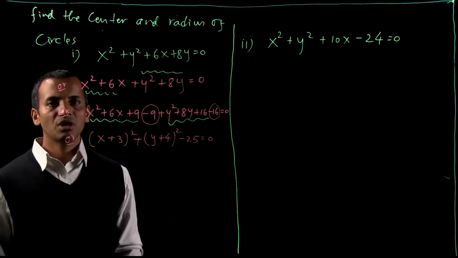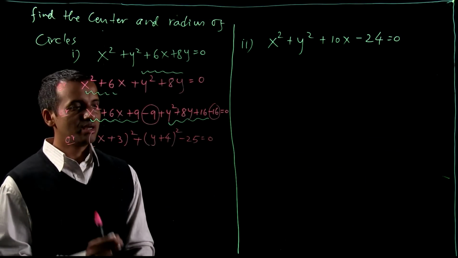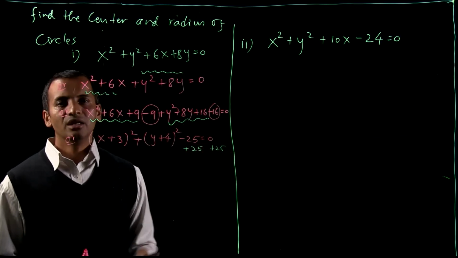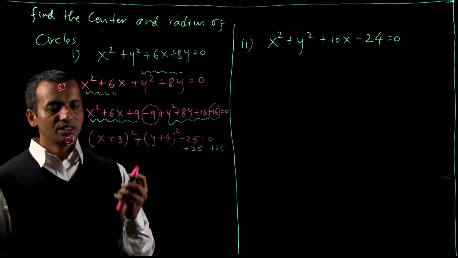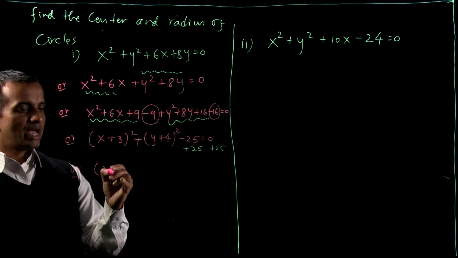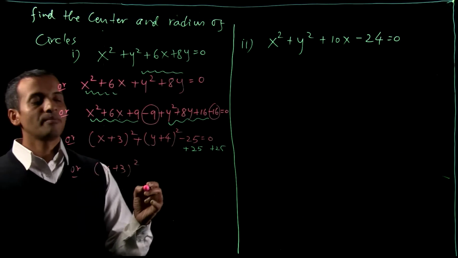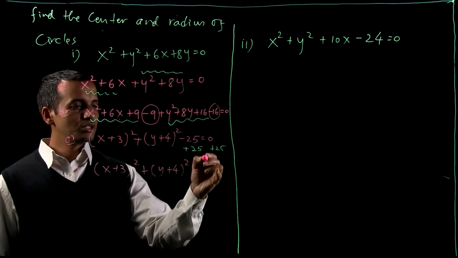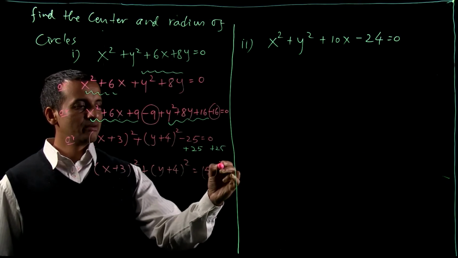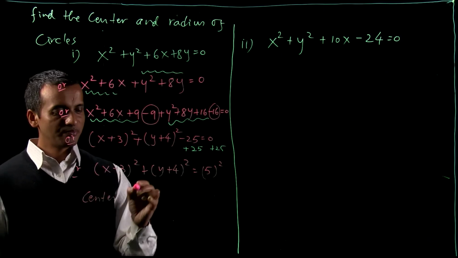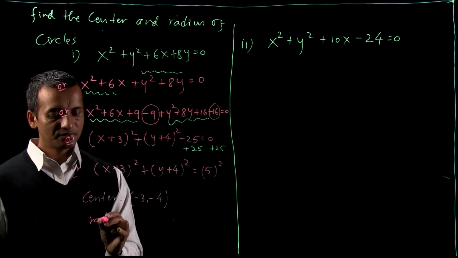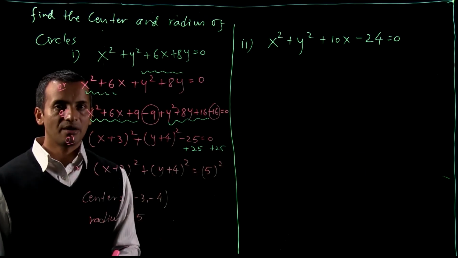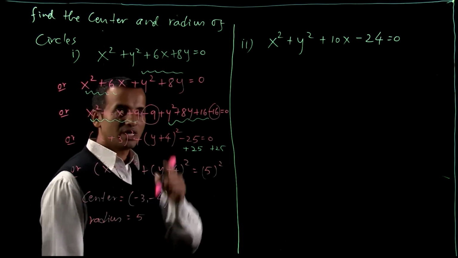Right? Now you move this to the right hand side. How do you move that? As we did before, you add 25 on both sides, so you get equals 25 there. Okay, so you get x plus 3 squared plus y plus 4 squared equals 25, that is basically 5 squared. So what is the center, and what is the radius? The center is negative 3, negative 4, and the radius is 5, because this is r squared. The radius is r. Okay, so this is the center and radius for this circle.